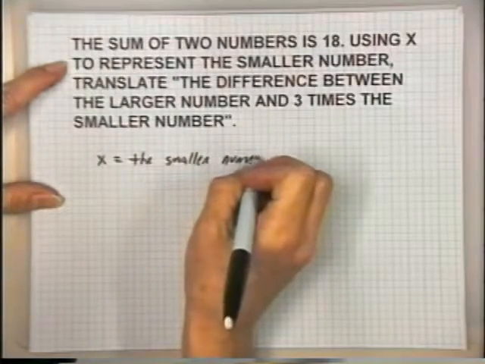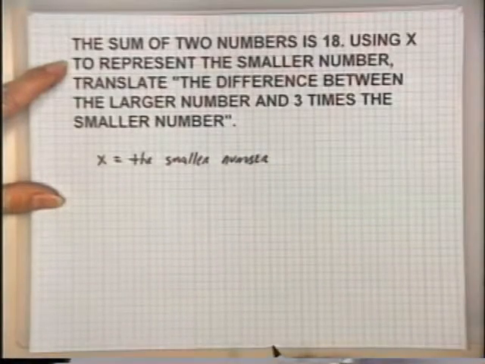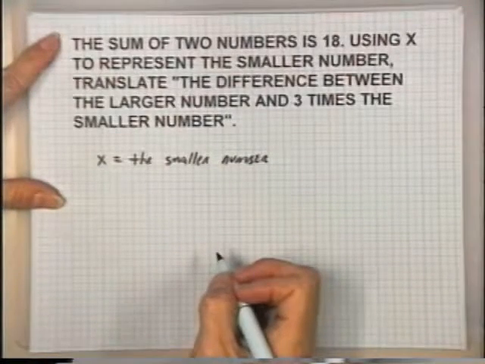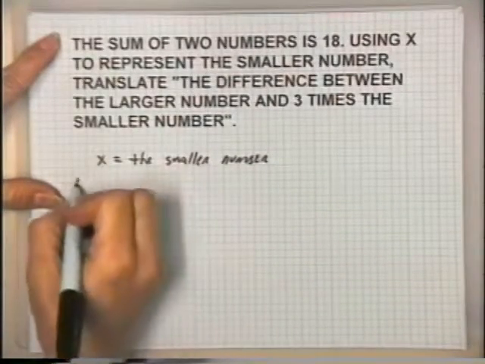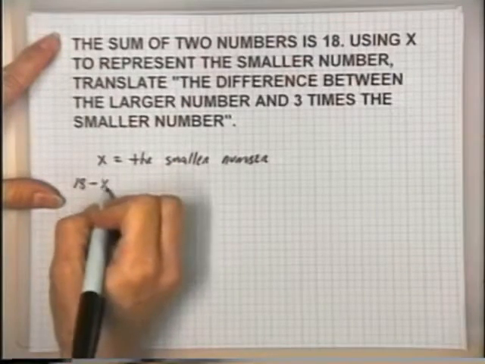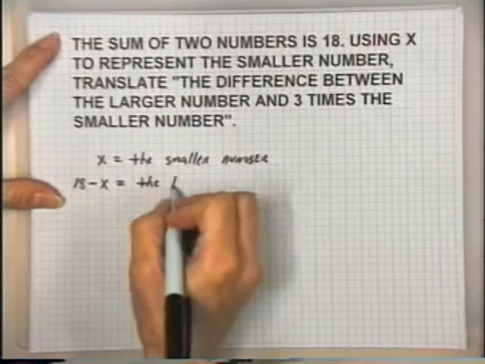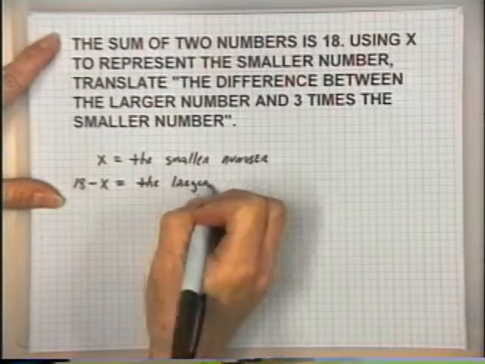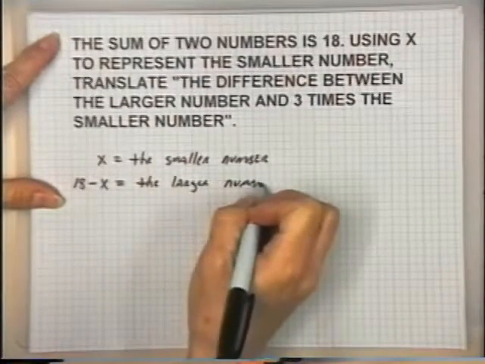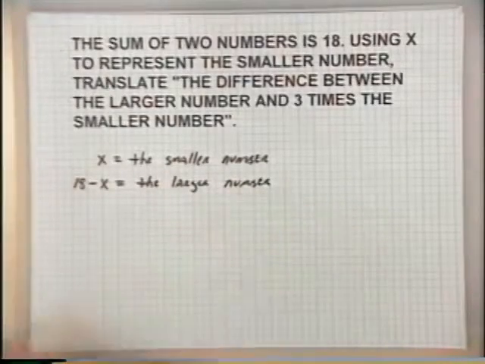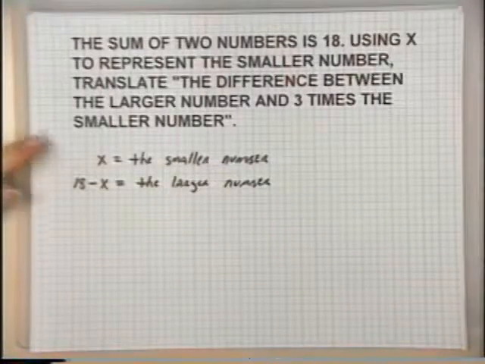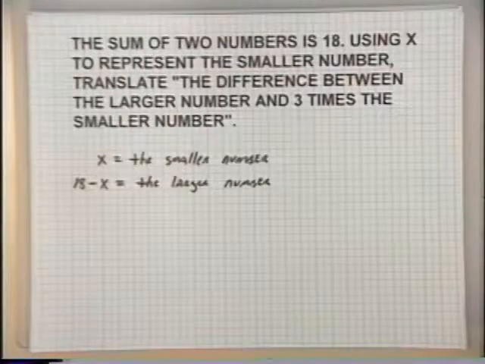How will we write down an expression for the larger number? If we know the sum is 18, 18 subtract x would give us the other number. So 18 minus x is the larger number. I hope after looking at these 3 examples you kind of have that down on how to find an expression for two numbers when you know their sum.